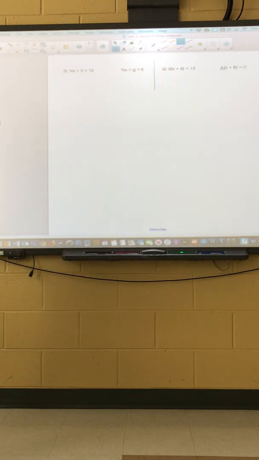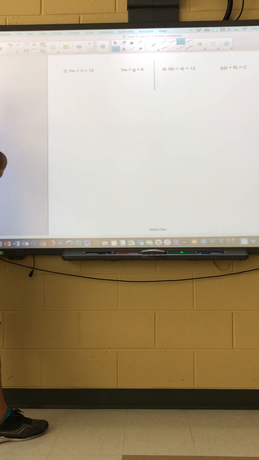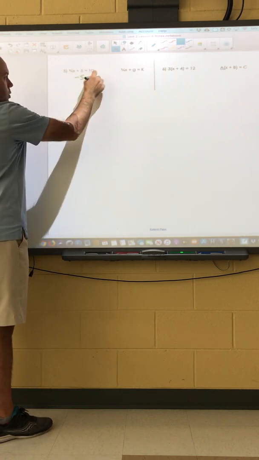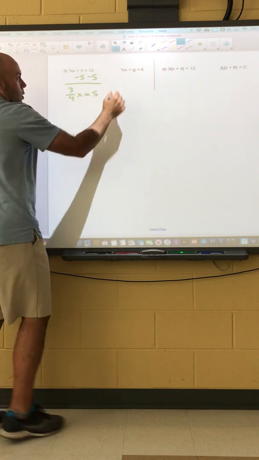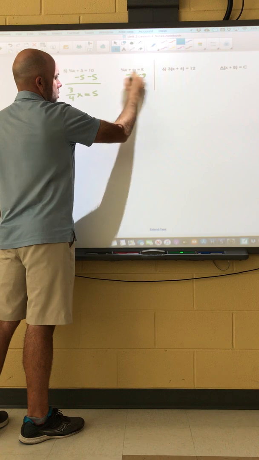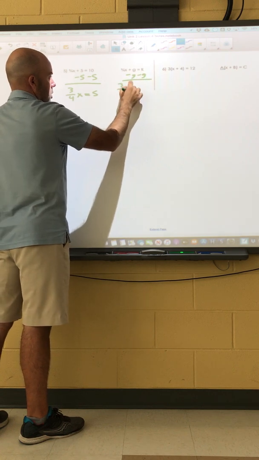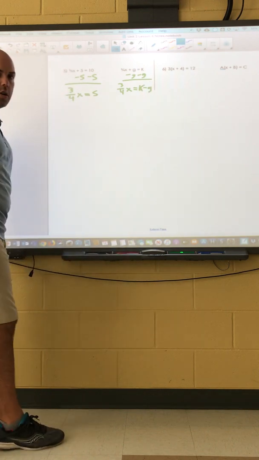Okay, last set of examples here. Let's show with the multiple step. So I see 3/4 x plus 5 equals 10. So I'm going to go minus 5 to both sides. 3/4 x equals 5. Well, now I see 3/4 x plus g equals k. Well, I'm going to go minus g to both sides. So 3/4 x equals k minus g. I can't actually do it, so I just write k minus g.